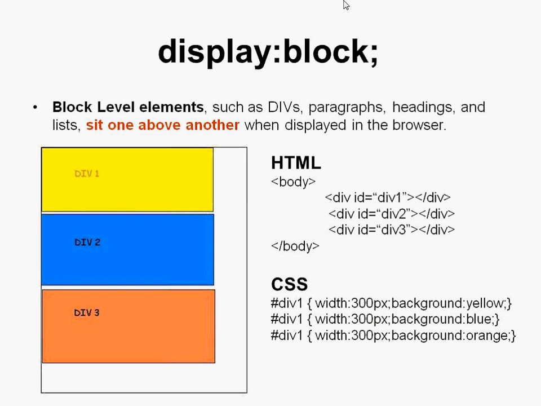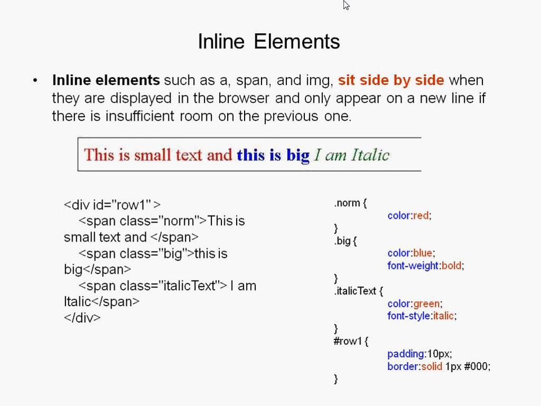One thing I missed: by default, div tag, table tag, paragraph tags, all these elements are block level elements. So even if you don't specify the display property in the CSS, they will behave as block elements. Then inline elements.